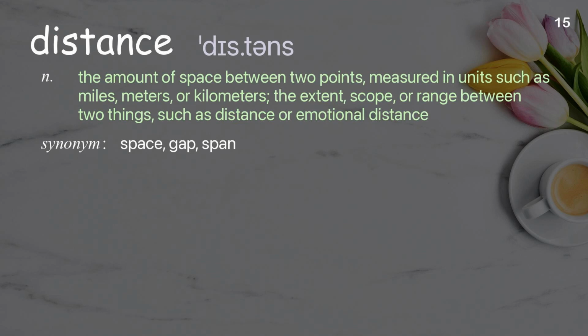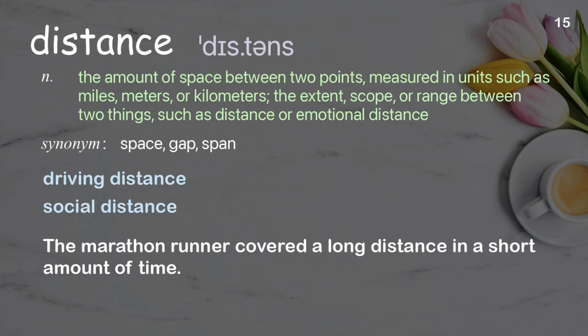Distance. The amount of space between 2 points, measured in units such as miles, meters, or kilometers, the extent, scope, or range between two things, such as physical distance or emotional distance. Examples: Driving distance. Social distance. The marathon runner covered a long distance in a short amount of time.